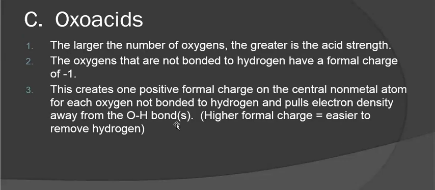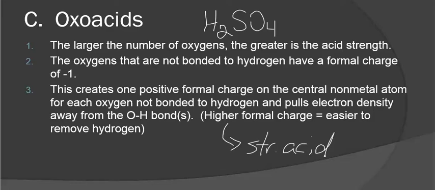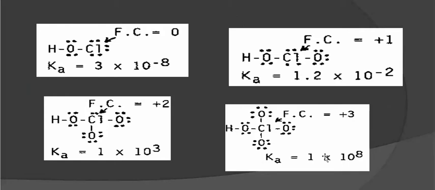Oxyacids. The larger the number of oxygens, the greater the acid strength. An oxyacid has hydrogen, a nonmetal, and oxygen, like H2SO4 as an example. The strength of the oxyacid depends on formal charge. Higher formal charge, easier to remove a hydrogen. So higher formal charge would mean a stronger acid. Here are some examples with the oxyacid HClO4. You'll notice that the formal charge of the Cl, if I just have 1 oxygen, is 0. If I have 2 oxygens, the formal charge is +1. And if I go up to 4 oxygens down here, the formal charge is +3. Basically, the more oxygen you have, the stronger the acid.